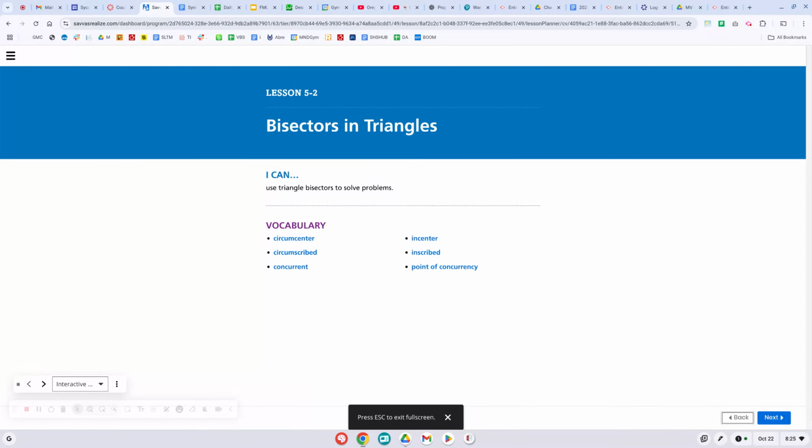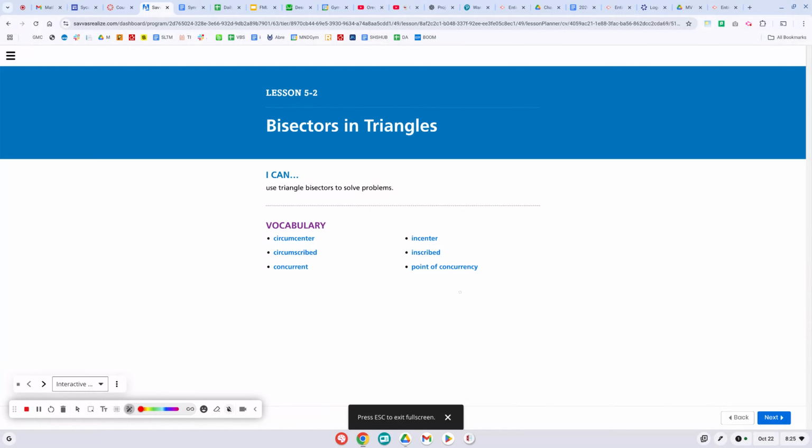So a point of concurrency is a point where more than one thing meet. Okay, they're concurrent. They meet. So we're going to learn 2 points of concurrency in this section. One is going to be called the incenter, and the other is going to be called the circumcenter. So the incenter and the circumcenter are types of points of concurrency.